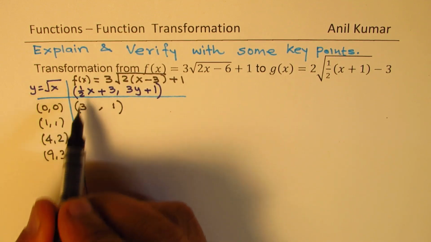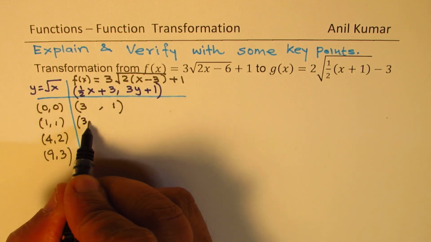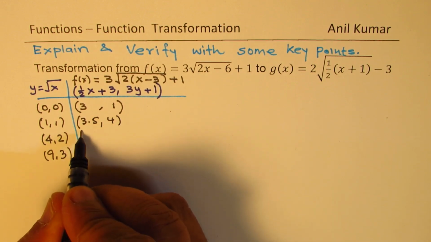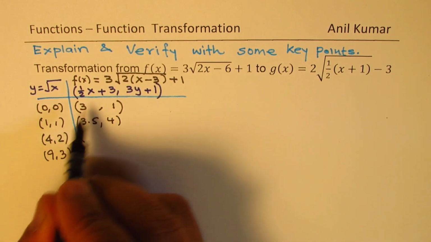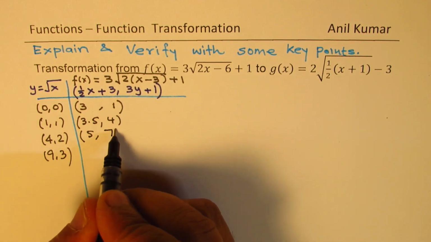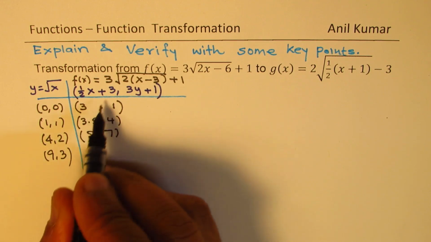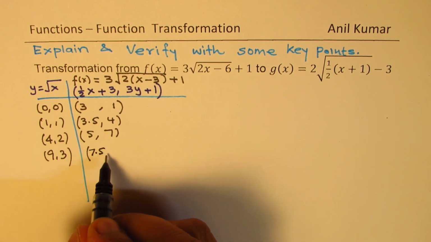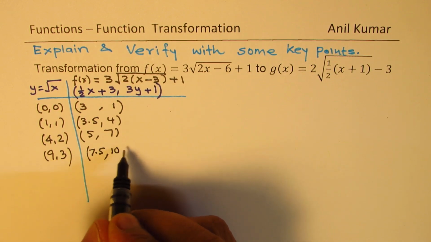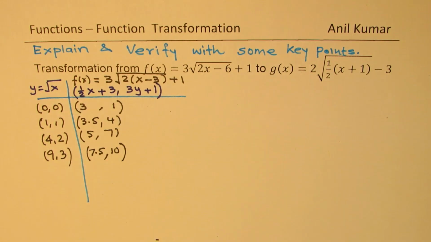When it is 1, then we get 0.5 plus 3 is 3.5, and 3 plus 1 is 4. Half of 4 is 2, 2 plus 3 is 5, and the y value will be 6 plus 1, 7. Half of 9 is 4.5, plus 3 is 7.5. Y value times 3 is 9, plus 1 is 10. Right? So these are your coordinate points on the function f of x, correct?